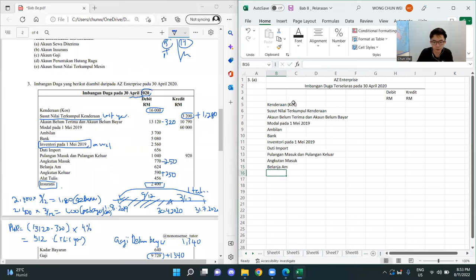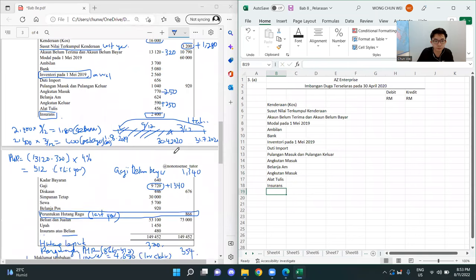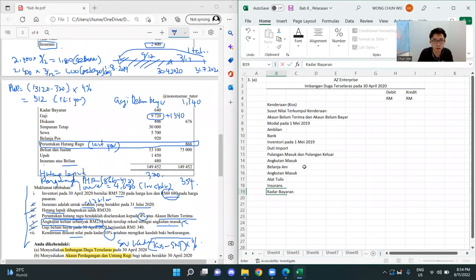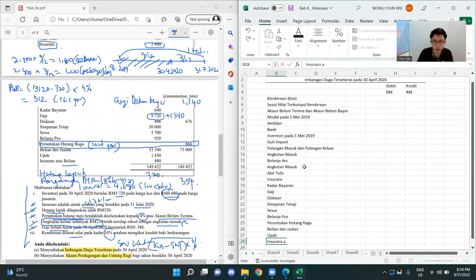Belanja angkutan masuk, alat tulis, insurance, kadar bayaran gaji, diskaun, simpanan tetap, sewa, belanja pos, peruntukan hutang ragu, belian dan jualan, upah, insurance atas belian.